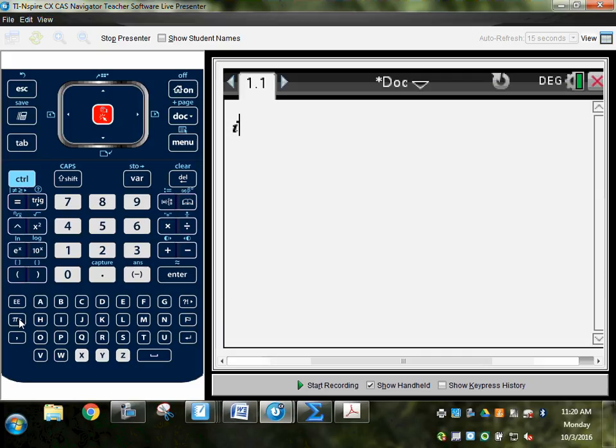i caret 0. Hands up. Now go through i raised to the 0 power. What value is that going to give you? 1. What about i to the 3rd power? Go in and input that. i caret 3. Negative i.